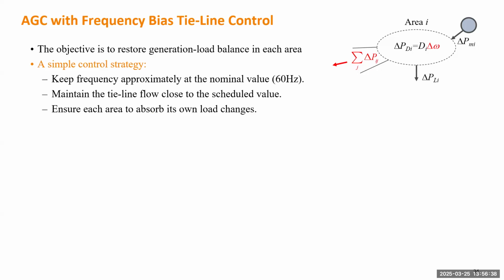Let's assume a very simple control strategy. In this strategy, we keep the frequency approximately at 60 Hz. That's our goal for the AGC control. And we want to maintain the tie-line flow close to the scheduled value before any disturbance. And we want to ensure each area absorbs its own load change.